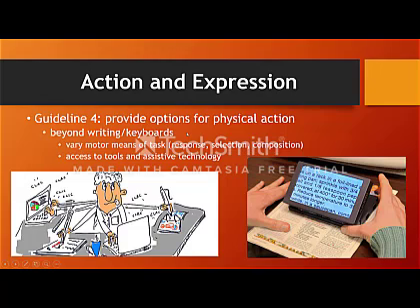The first guideline, Guideline 4, provide options for physical action. This means going beyond just writing and typing. You want to be able to vary a person's motor means or the task in order to create greater apprehension of understanding. This can also include giving access to tools and assistive technology so that tasks are accessible.